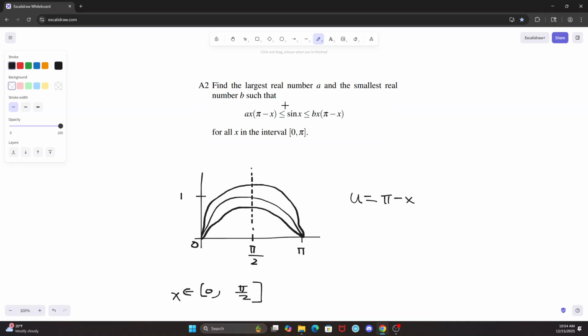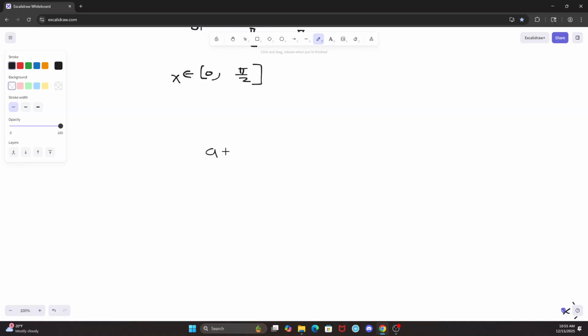Now we want to find a and b. It'd be nice if we could isolate a and b in this expression so that they're easier to analyze or find. And we can, right? Because both a and b are multiplied by x times pi minus x, we can just divide by that and get that a is less than or equal to sine of x over x times pi minus x, which is less than or equal to b.